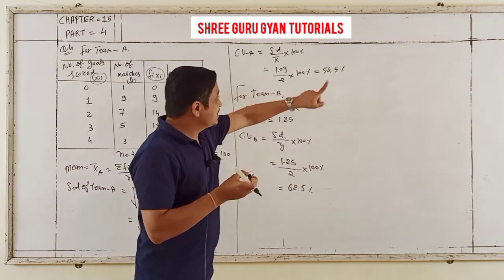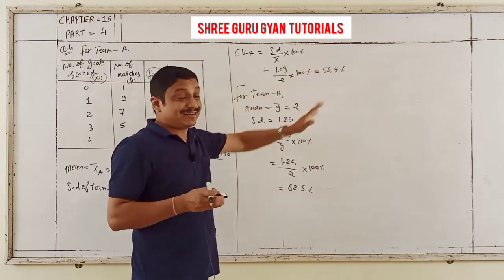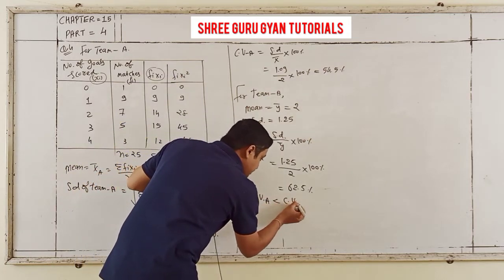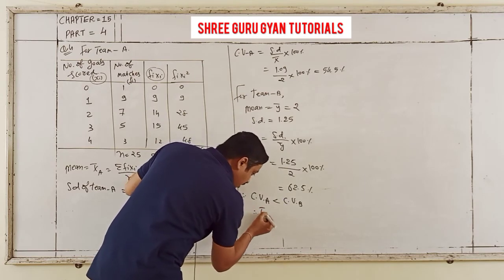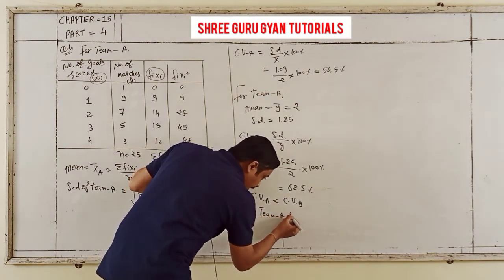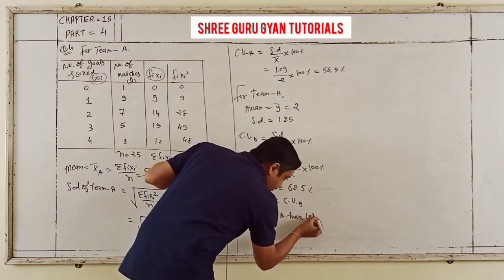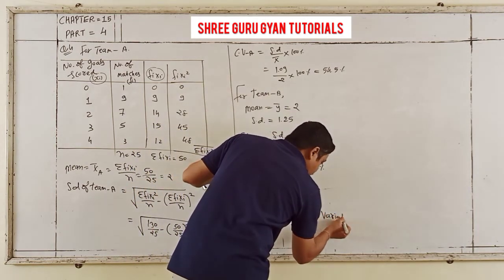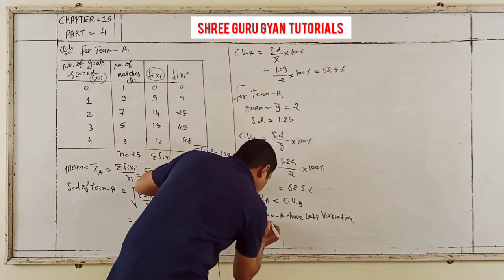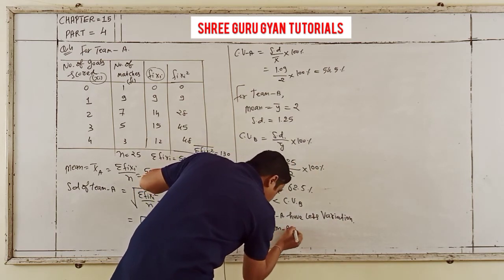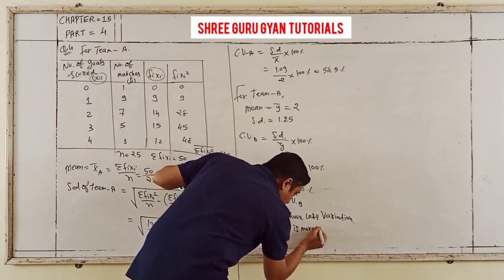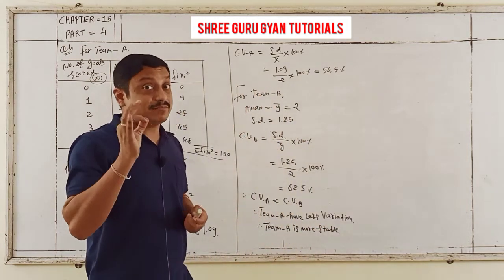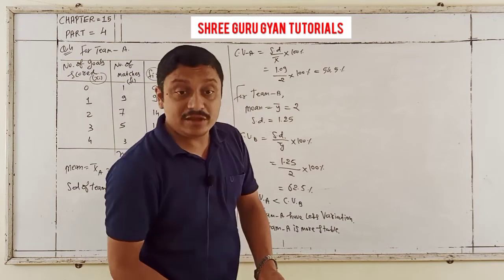Less CV means less variation, definitely that one. Therefore CV of A is less than CV of B. Therefore team A has less variability, less variation. Therefore team A is more stable. Yes, it is more stable. Team A is the best team in comparison with team B.